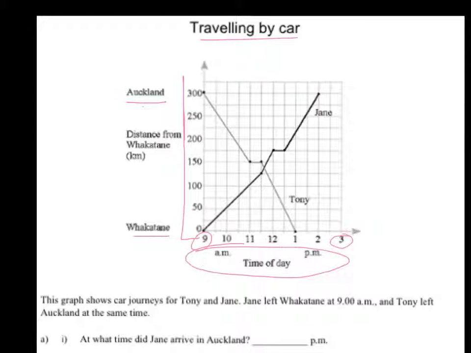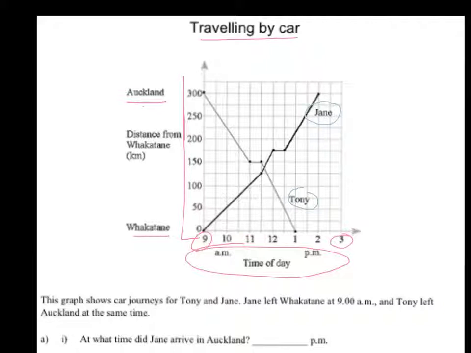Now this graph is different from the last one because we have two lines, two trends happening. They've labelled the lines: we have Jane's car and Tony's car. It says down the bottom here, the graph shows car journeys for Tony and Jane. Jane left Whakatane at 9 AM and Tony left Auckland at the same time, as you can see.